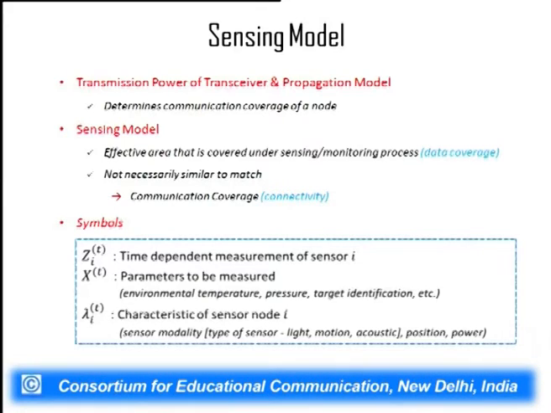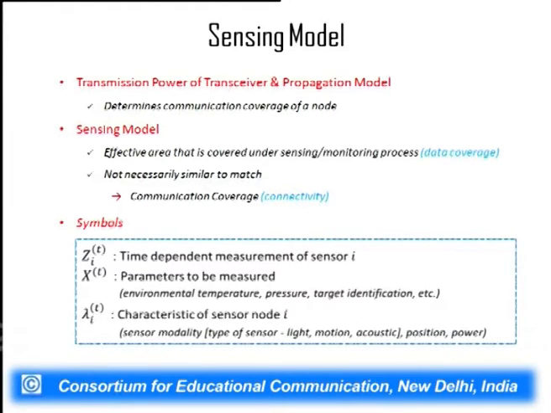Before going towards the sensing models, it's important to understand that there is a difference between communication coverage and sensing coverage. Sensing coverage is something that guarantees data coverage. It can be explained as the effective area that is under monitoring. If the sensing radius is say RS, then every point of the region of interest coming under that radius will get covered. That is, the data from that part of the environment will get recorded.